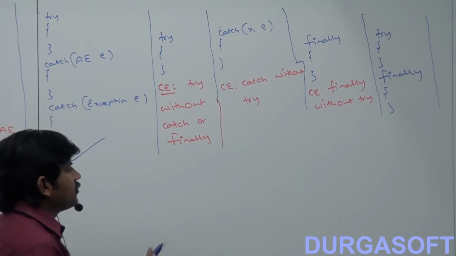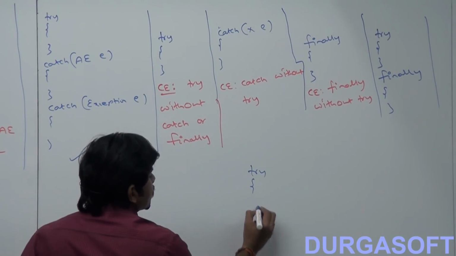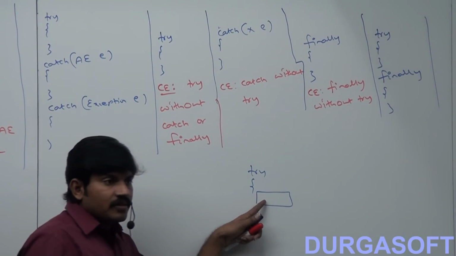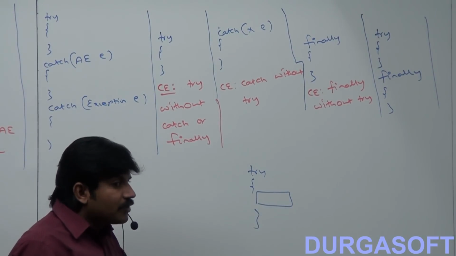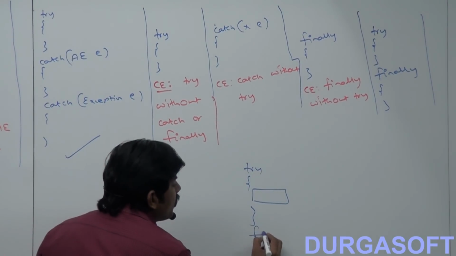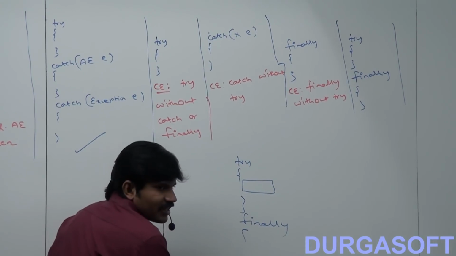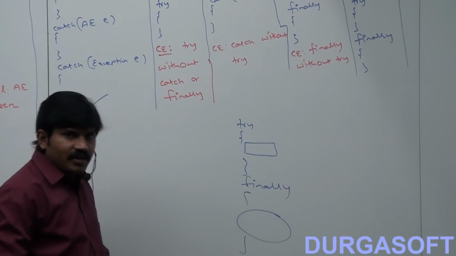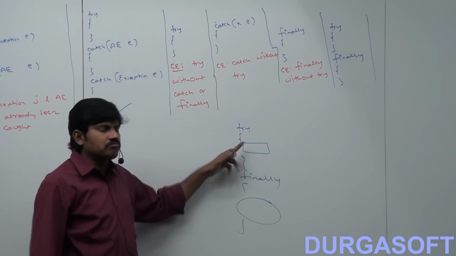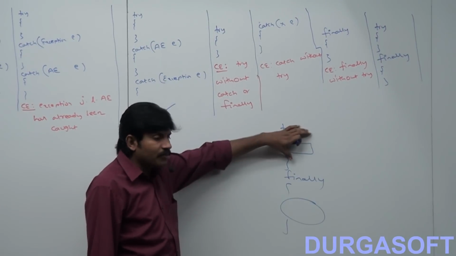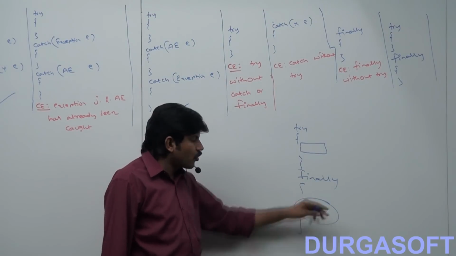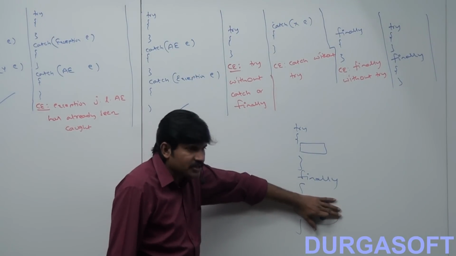Simple explanation here, observe. Within the try, there may be a chance of raising an exception. But I don't know how to handle it, only abnormal termination. But before abnormal termination, can you please close my database connection? Or can you please close my network connection? If something goes wrong, I don't know how to handle it, but before abnormal termination, can you please close my database connection, network connection.